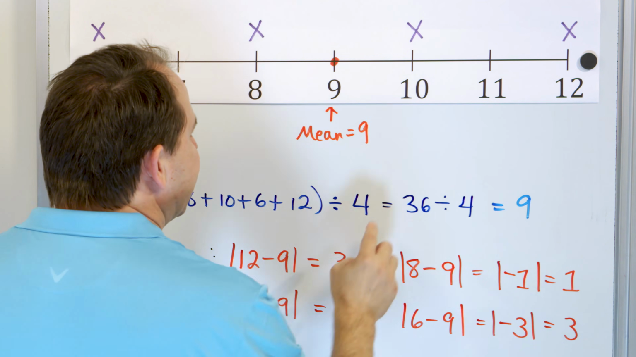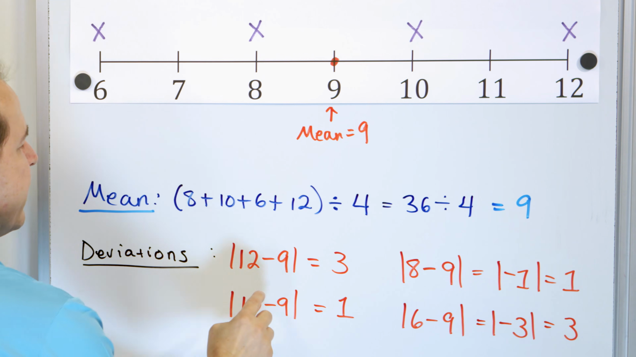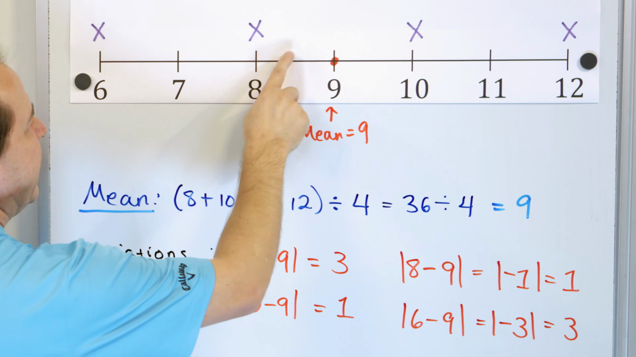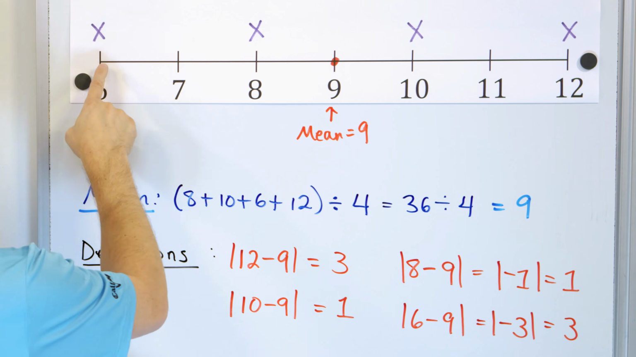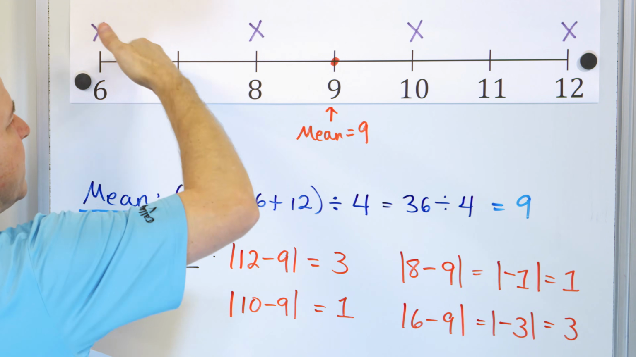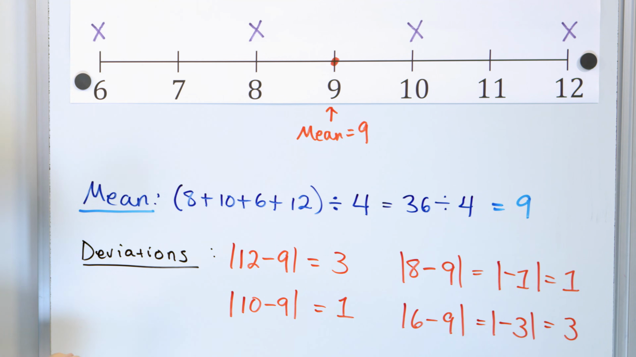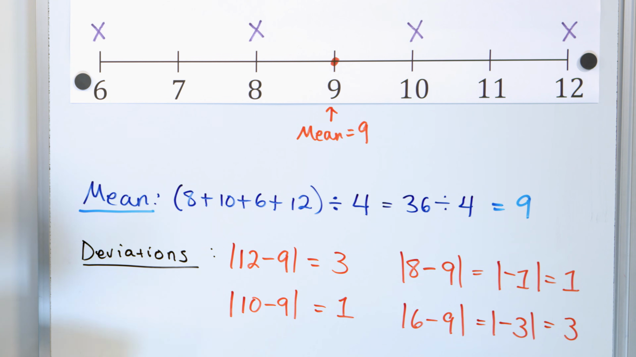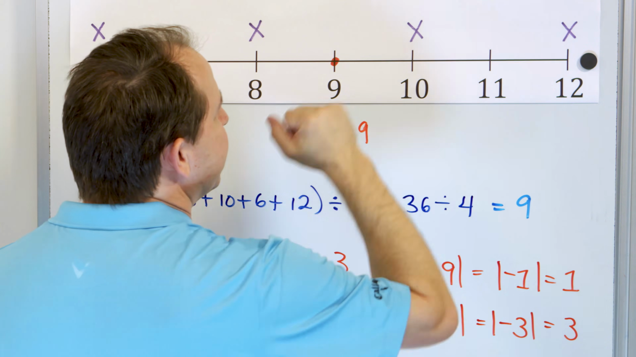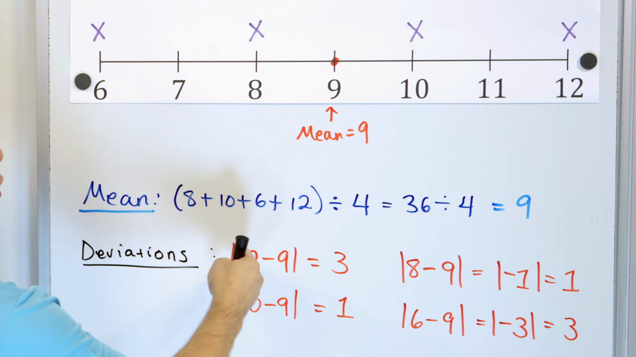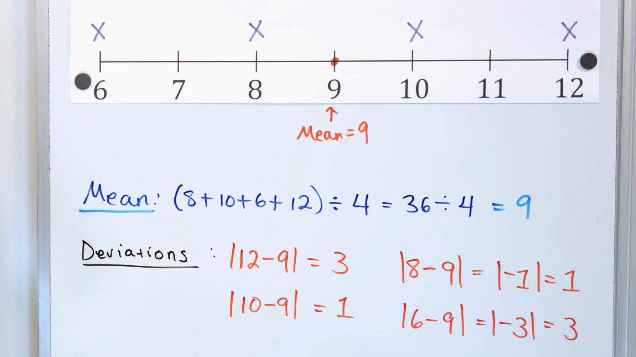This point of 12 is 3 units away from 9. This point of 10 is 1 unit away from 9. This point of 8 is also 1 unit away from 9, and this point of 6 is also 3 units away from 9. When you subtract with the bottom numbers, you're going to get negative numbers, but we use the absolute value to get rid of it. That's why it's the mean absolute deviation. And then the numbers on the other side are already positive anyway. So now we know how far away these points are from the mean.